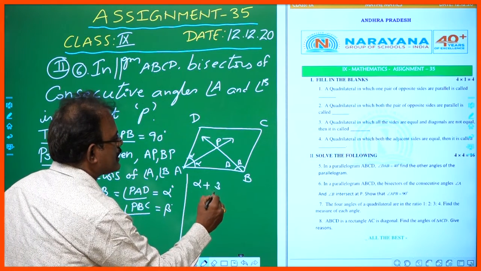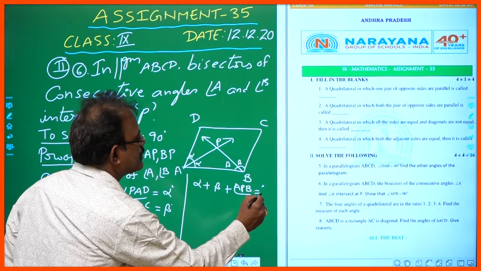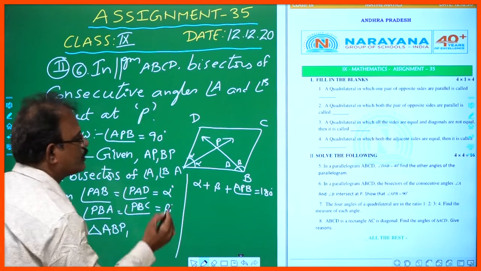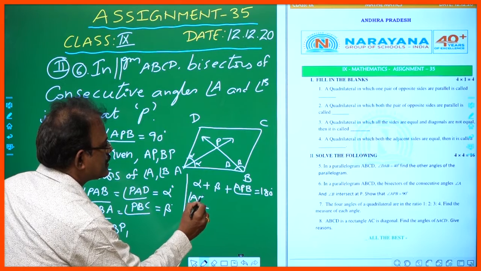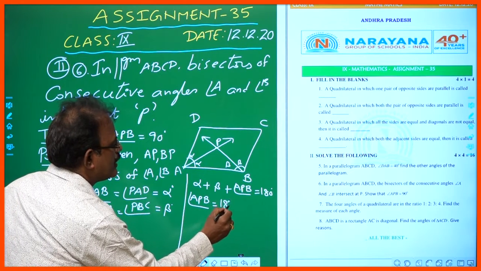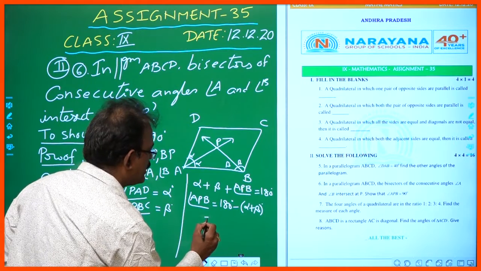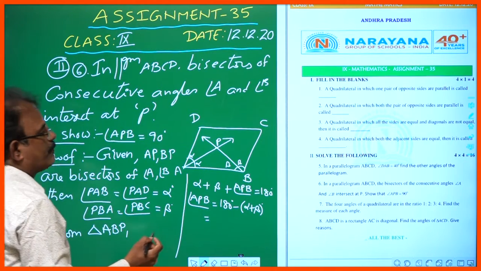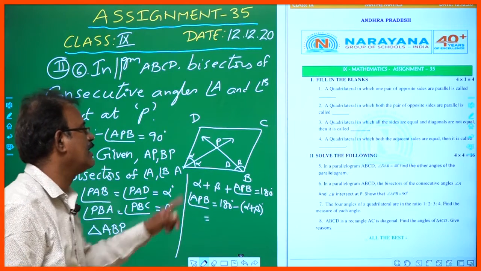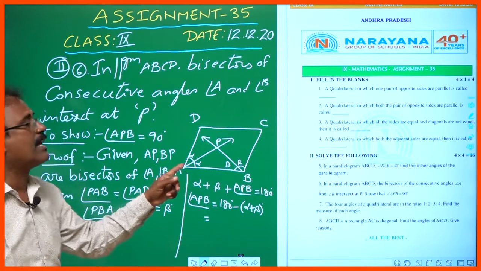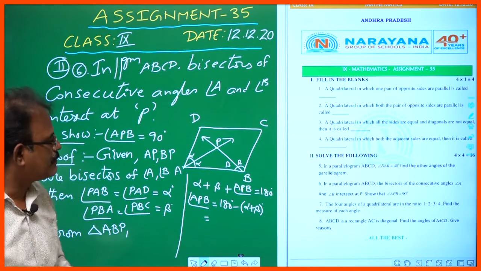Angle alpha plus angle beta plus angle APB is 180. Now angle APB is 180 minus (alpha plus beta). If you see, angle A plus angle B is 180 degrees, because in a parallelogram adjacent angles are supplementary.